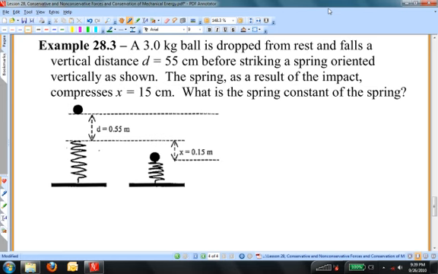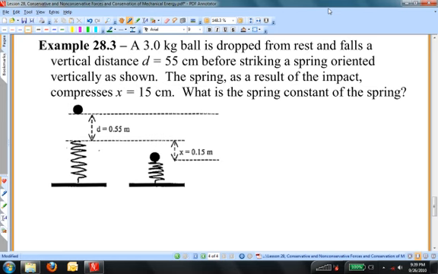So I can't just apply Hooke's law here and say, oh, well, the ball compresses the spring by 0.15 meters and the ball has a weight of 3 kilograms, let me set those forces equal to each other. No, the ball has some kinetic energy when it strikes the spring. And so I can't just apply Hooke's law here because the spring is not in equilibrium. The ball is not in equilibrium when it gets to its lowest point.